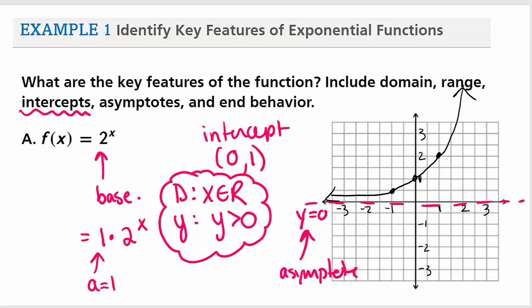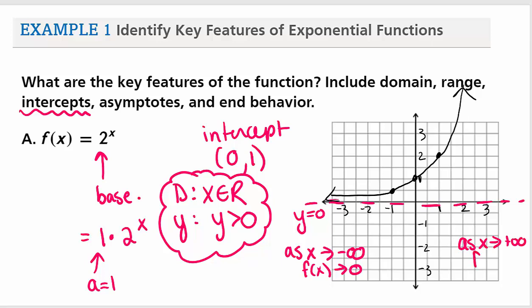The last part is our end behavior. So as x approaches -infinity, f of x approaches 0. So on the left-hand side, as the x values are getting smaller, they're leveling out and approaching the asymptote of y is equal to 0. And on the right-hand side, as x approaches positive infinity, f of x is approaching positive infinity as well. So as the x values get bigger, on the right-hand side, our y values are also getting bigger.